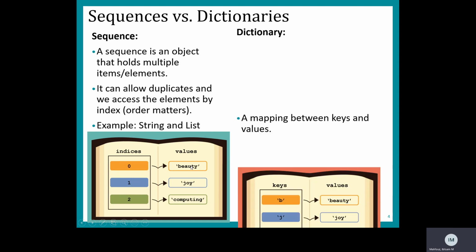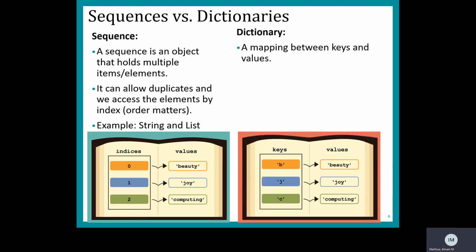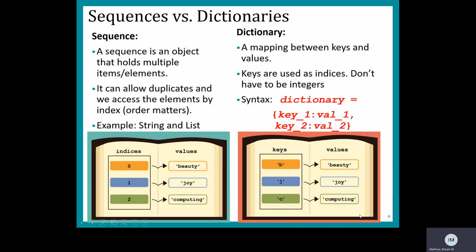Now, dictionaries are slightly different. A dictionary is kind of like a mapping between a key and a value. What does that mean? That means if you give it a key, if you tell it, for example, what's at B, it's going to tell you, for example, beauty. So think of it as a dictionary. If you go to a dictionary and say, I want the first word in the dictionary that starts with the letter S, or I want the first word that starts with the letter T.